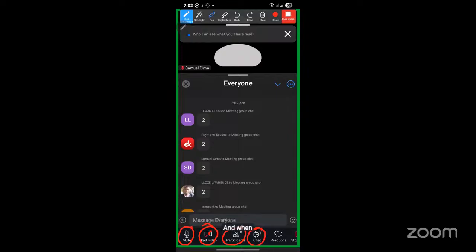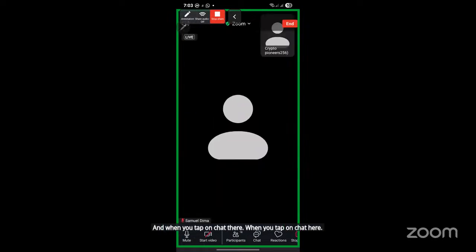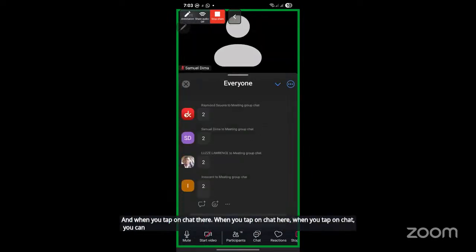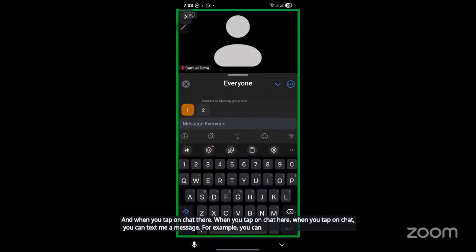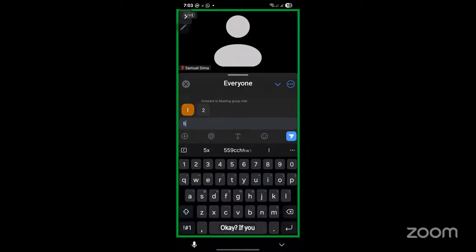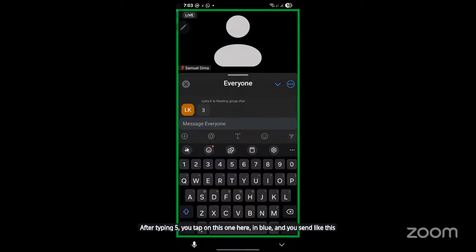When you want to chat, tap on chat. When you tap on chat, you can text me a message. For example, you can say hello, okay? If I say give me 5 in the chat, you type 5, then you tap on this blue button here and send it like this. So that's how we use Zoom.